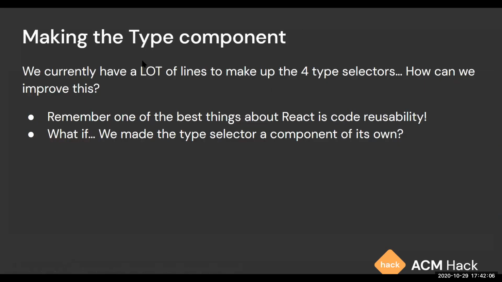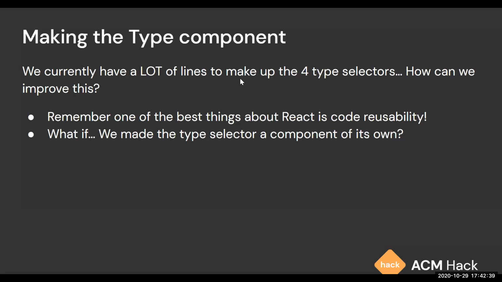As we mentioned before, one of the best things about React is code reusability. If you have been making the create Pokemon component, you might have realized that we used a lot of lines to make up the type selectors and also the types of the Pokemons. How can we improve this? One of the things we can do is use a type component, which I will be live coding.